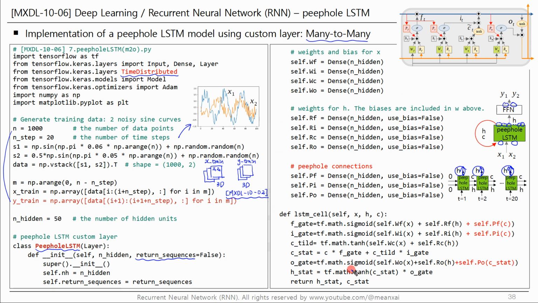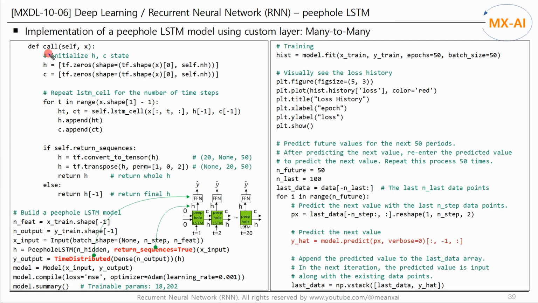The code in this part is identical to the previous code, only the call method has changed. Now let's look at the call method. We initialize both H and C to 0. And we store them in two lists, H and C. During the iteration, we append the outputs HT and CT at each time step to the lists. If return sequences is true, it returns all HT stored in the list H.